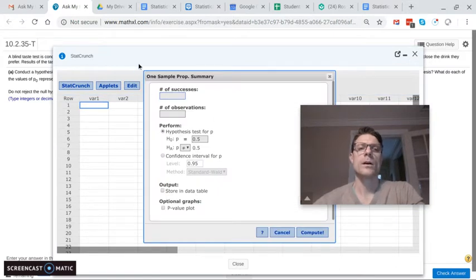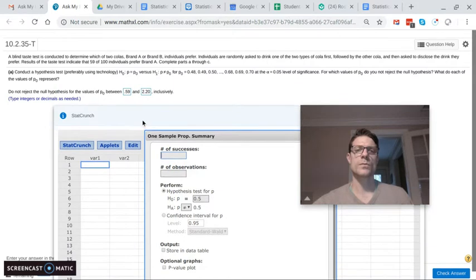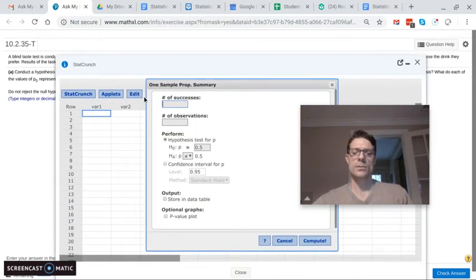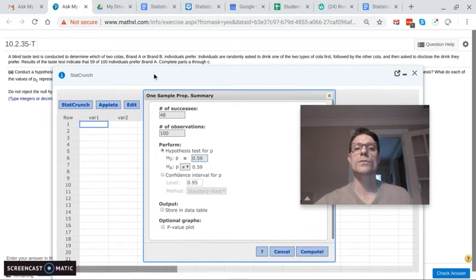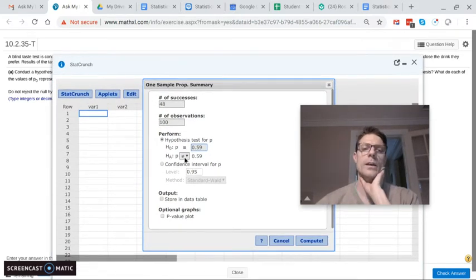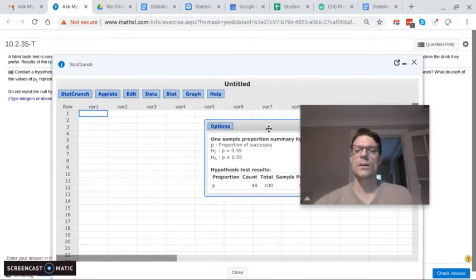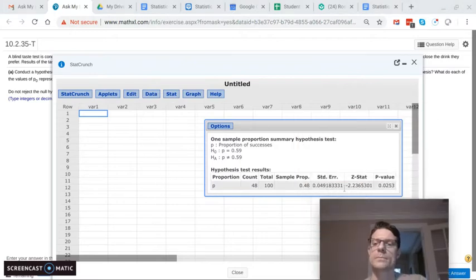Now, the first of them is 48%. So our point estimate is 48%. You can just do 48 out of 100, right? And we want to do hypothesis testing where the null hypothesis is that 59 out of 100 individuals, 59%, prefer brand A. And we just want the alternate hypothesis to be that this isn't the population proportion.